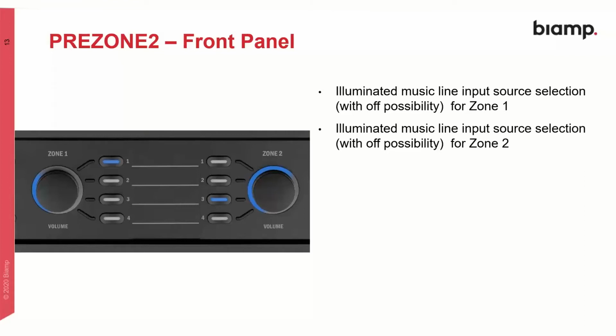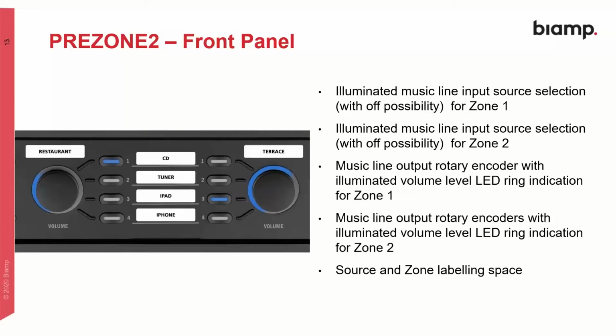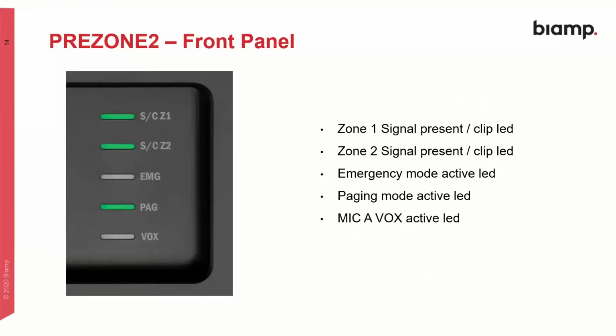And then for zone 1 and zone 2, again, you have a rotary encoder with an illuminated LED ring to indicate the position of the level control at any point. We also have space here for labeling, so you can label the sources and label the zones. In fact, we include a set of labels with the product so that you've got some labels to start off with, or you can make your own, of course.